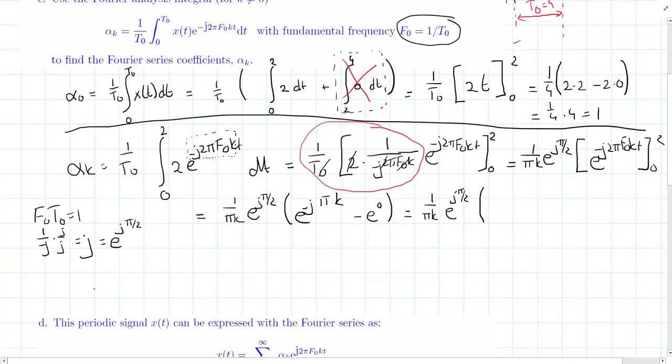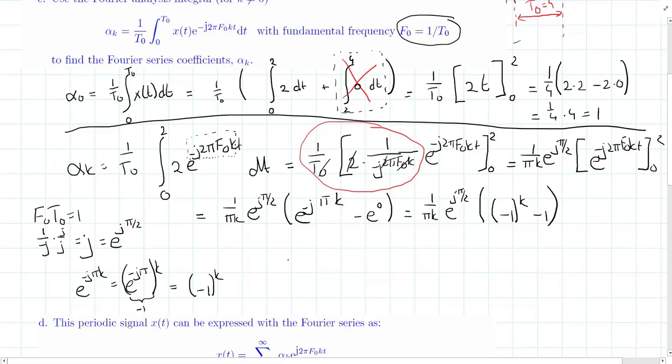Keep in mind that e to the power minus j pi k can also be rewritten as e to the power minus j pi to the power k. And this part is simply equal to minus 1. So what we have is minus 1 to the power k, so we have minus 1 to the power k minus 1. So this is already an expression for our alpha k.